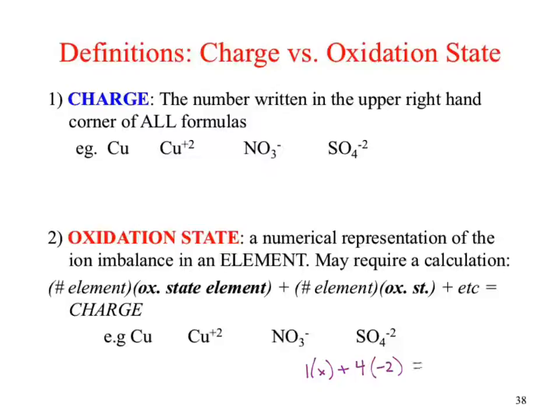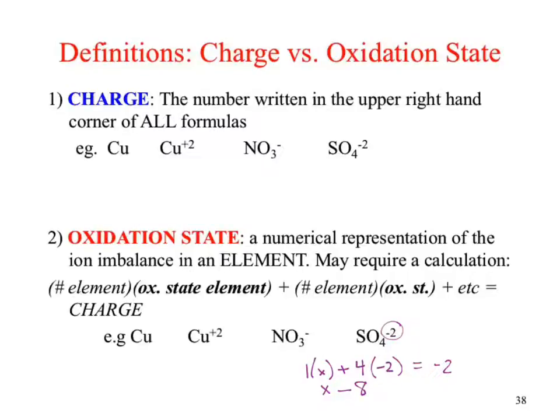This must equal -2. But doesn't it always equal 0? It equals 0 for a neutral compound. This is not a neutral compound. How do we know it's not neutral? It writes something other than 0 in the upper right-hand corner. That's how we know it's not neutral. Now that we've got the equation, we can go through and solve it. 1 times x is 4 times -2.